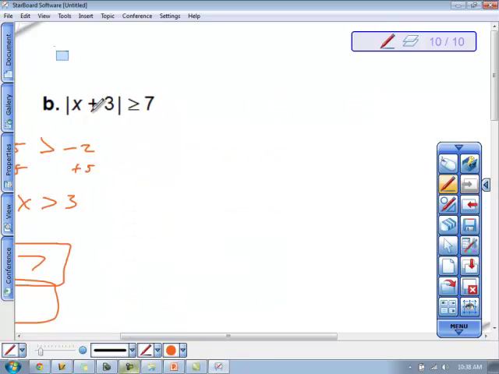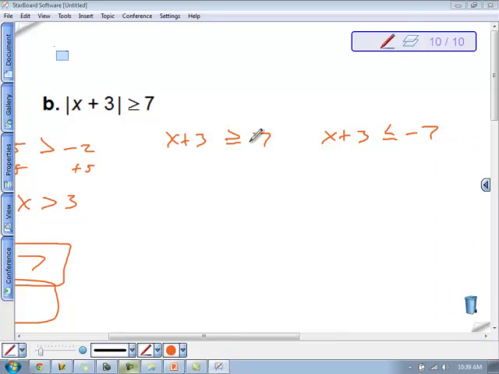All right, let's try another one. Same thing. Take what's inside and keep it the same to the right, and then take what's inside and change the sense of the inequality and the sign on the number. That's how you get your two equations each time. Subtract 3, and you get x is greater than or equal to 4. Subtract 3, and you get x is less than or equal to -10.